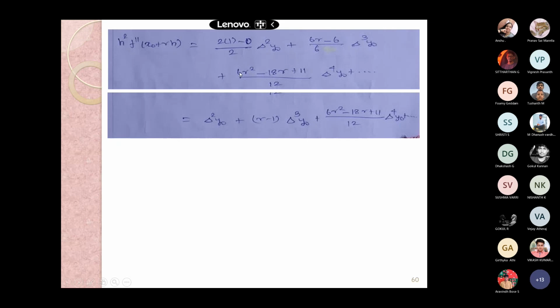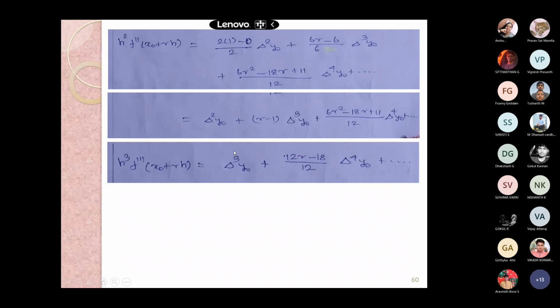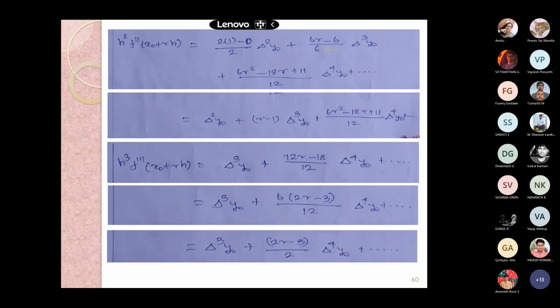This is already the reduced form, and continuing with the third differentiation, we will get the third difference of y naught plus 12r minus 18 divided by 12 into the fourth difference. Yes, this is the reduced form.